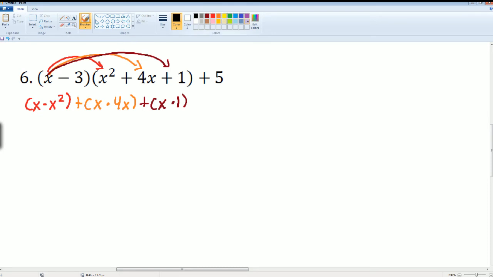Okay. Then you want to do it again to the second term. So that is negative 3 times x squared. Negative 3 times 4x. So plus negative 3 times x. Then let's use that color now. Plus negative 3 times 1. Then lastly, there's this weird plus 5 at the end. So there's a plus 5 at the end.